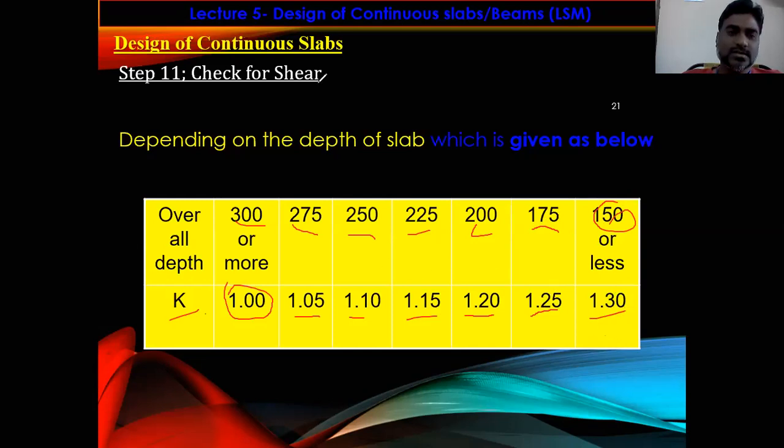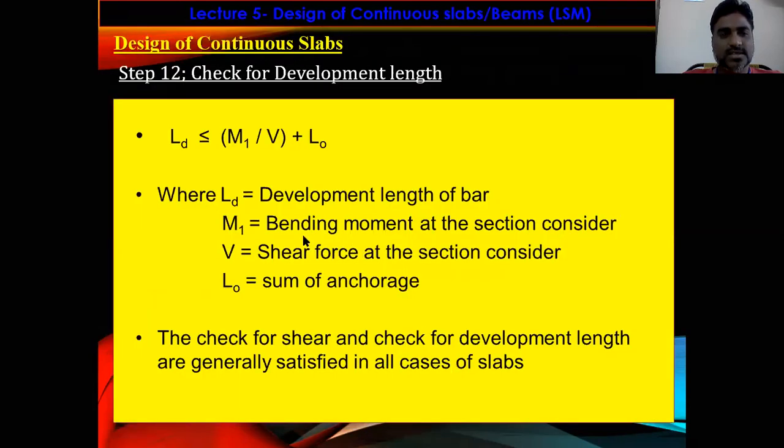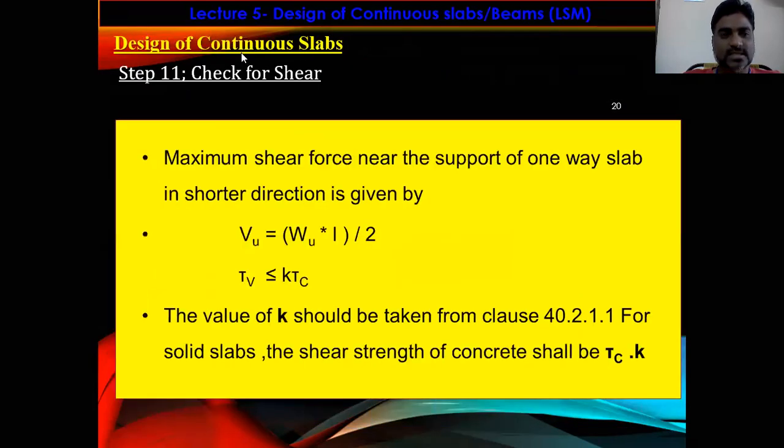Right? Then you need to calculate the actual tau C in slabs. That means tau C into K, you will get the tau C in slabs. Then calculate the tau C max, right? You need to calculate the tau C max and check. So the check is that your tau V should be less than or equal to K into tau C. Then it is safe in shear. Otherwise, it fails due to shear. Again, you need to redesign your section. Right? So like that, you need to check for shear also.